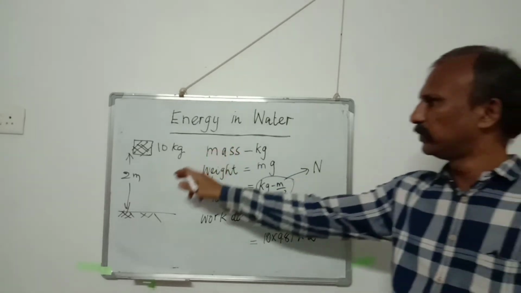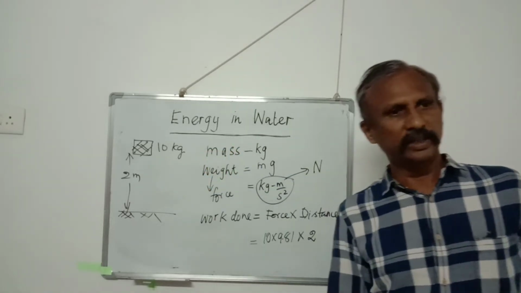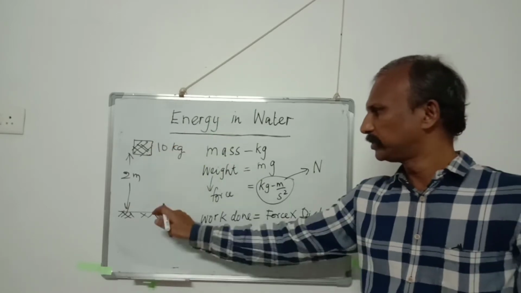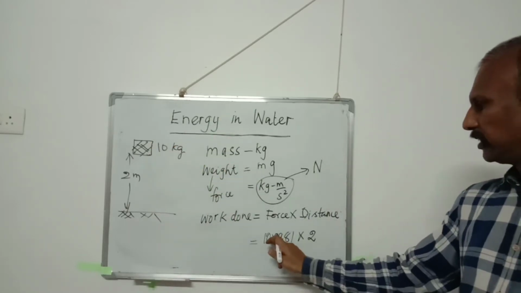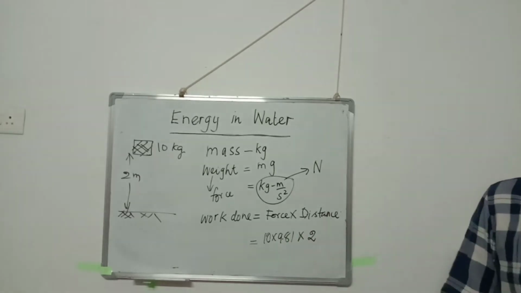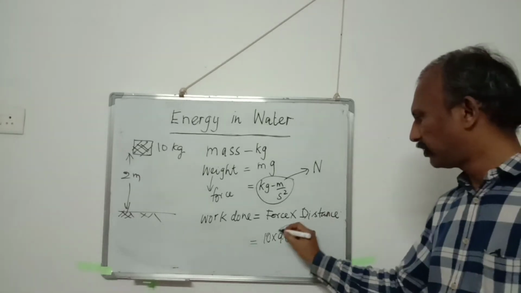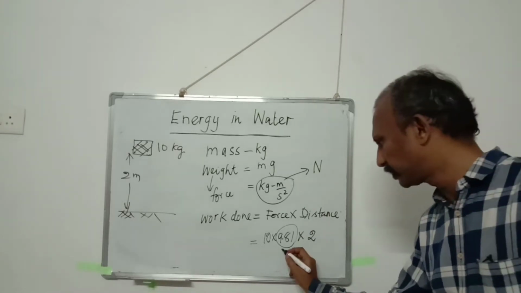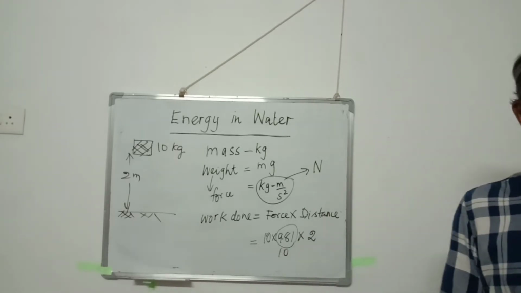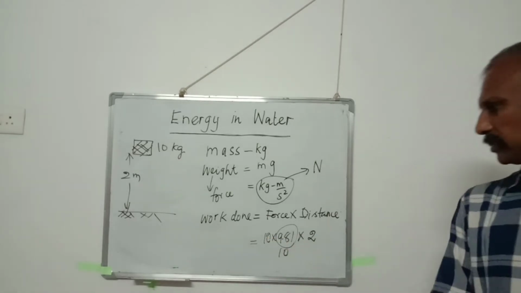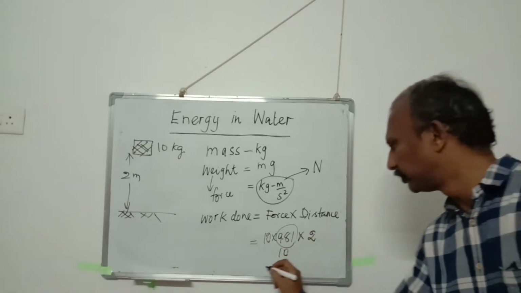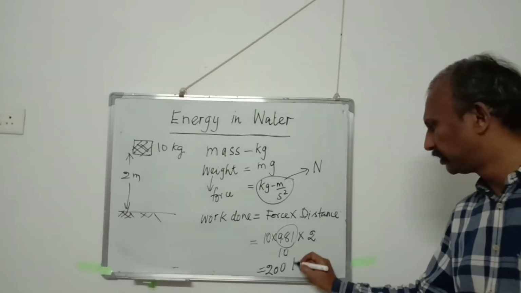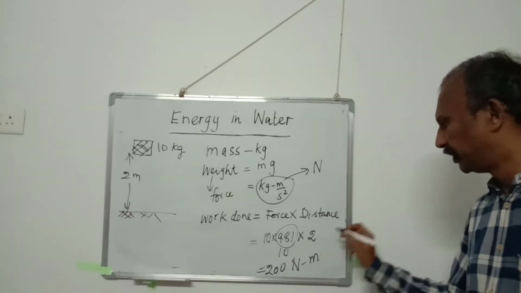Now that we are able to quantify how much work has occurred because of this mass falling from this place to this place, it is equal to 10 into 9.81 into 2. For all our board calculations, instead of 9.81, we will approximate this to 10. So 10 into 10 into 2 is 200. What is the unit? The unit is Newton meter.